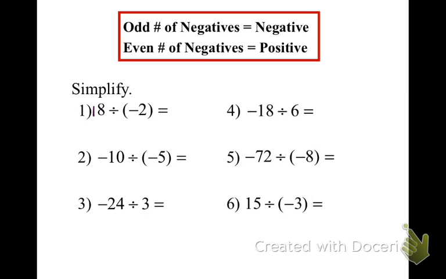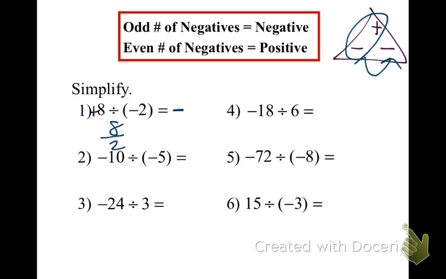Technically, my 8 is a positive. So my triangle still will work. I have a positive divided by negative. My answer is going to be a negative. So I have a negative up here. Another way of looking at this is 8 divided by 2, or 2 divided by 8, whichever way you need to do to remember it.